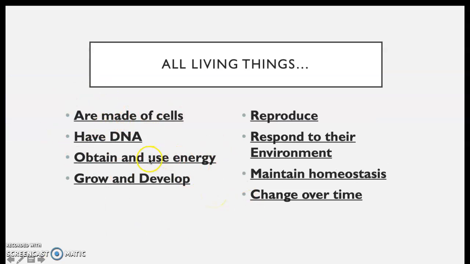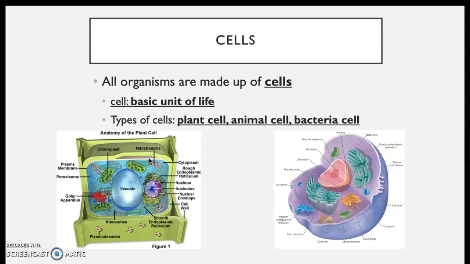All living things share the following characteristics. They are made of cells, they have DNA, they obtain and use energy, they grow and develop, they reproduce, they respond to their environment, they maintain homeostasis, and they change over time. All organisms are made up of cells, and a cell is the basic unit of life. A cell can be in any form. It could be a plant cell, an animal cell, a bacterial cell, fungal cell, etc. But all living things have at least one cell.